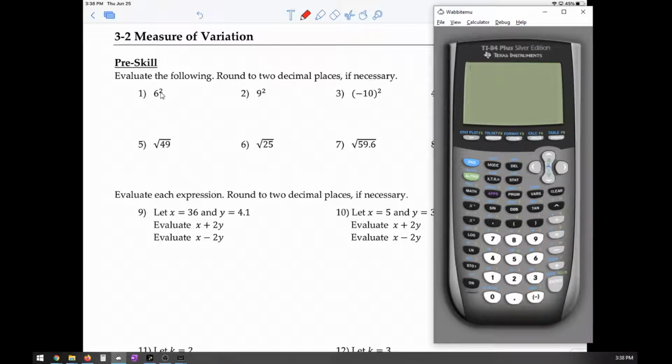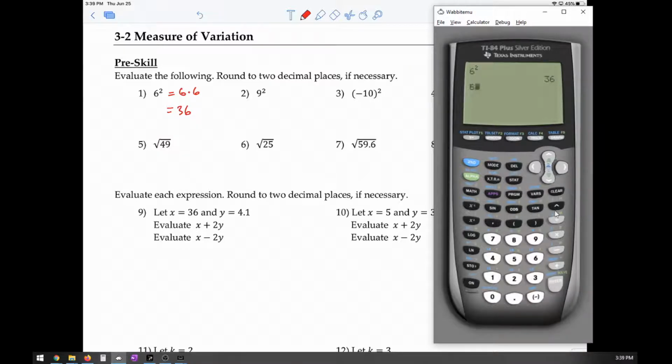So 6 to the second power, that's how we pronounce this, or we can say 6 squared. That's equal to 6 times 6, right? An exponent is repeated multiplication. This number is called the base, and the exponent tells us how many times it shows up. So in this case, it's 36. Using the calculator, we can press 6, and then press the square button right here. That would be 6 squared.